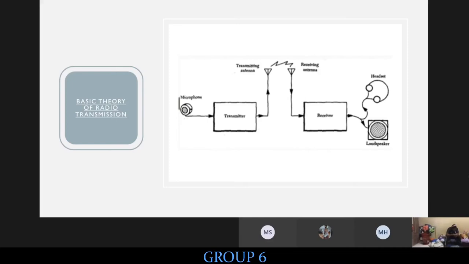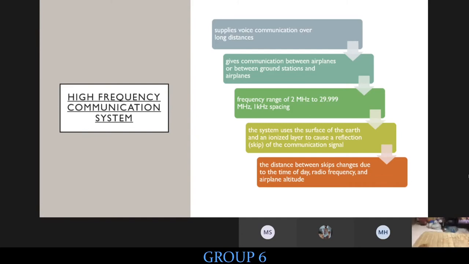Okay, this is the high frequency communication system, or HF communication system. It supplies voice communication over long distances. It gives communication between airplanes or between ground stations and airplanes.